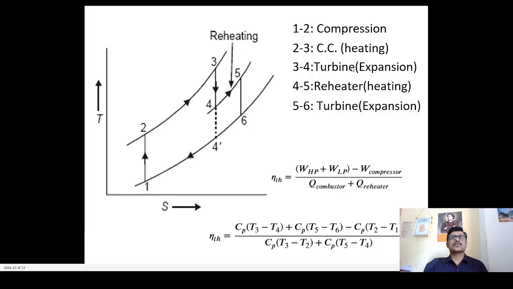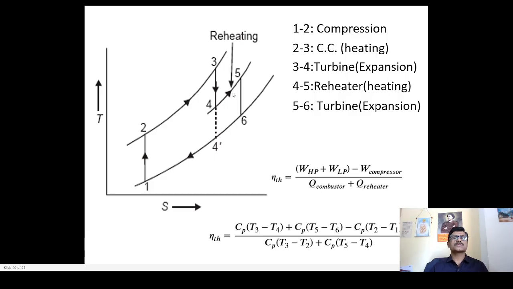The process 3-4 takes place in the high pressure turbine. That is the expansion process. One can also observe here that the process 3-4 is also an isentropic process, isn't it? So process 3-4 is nothing but the isentropic expansion of the gases in the high pressure turbine, right?